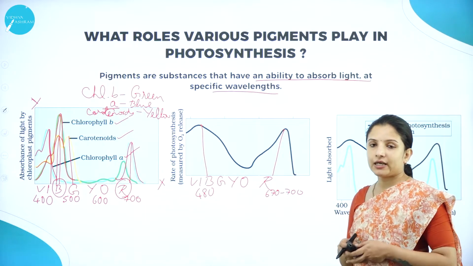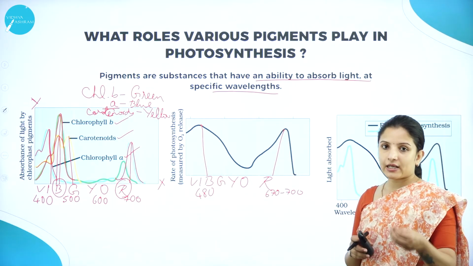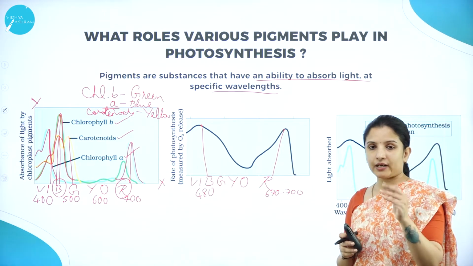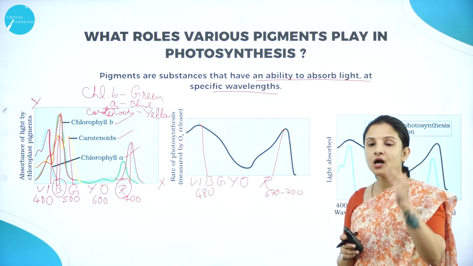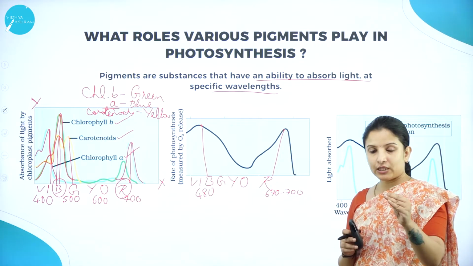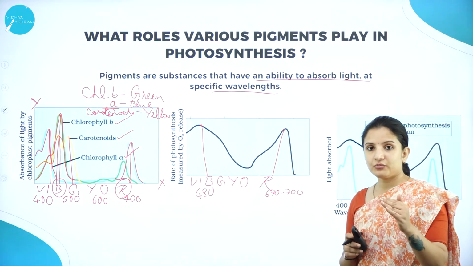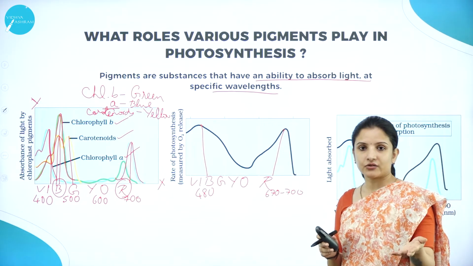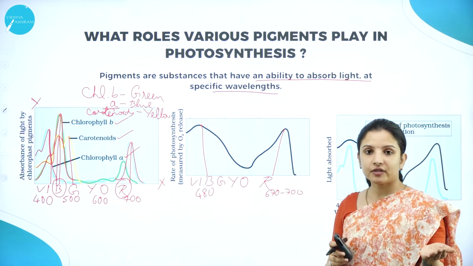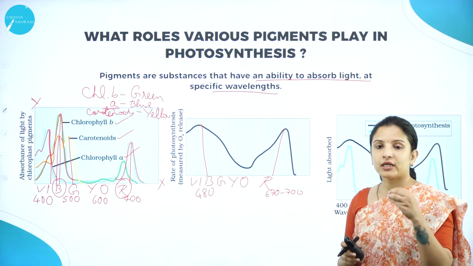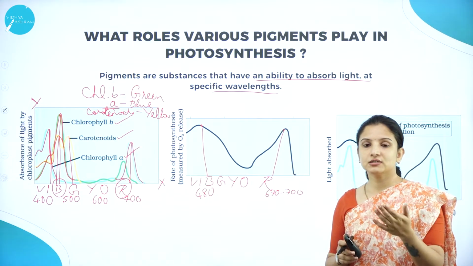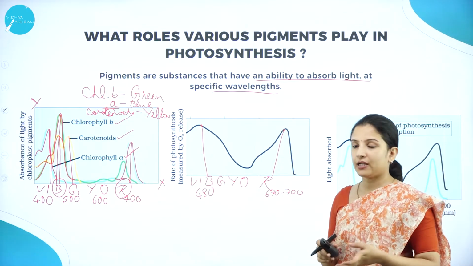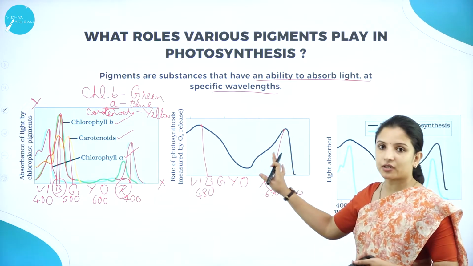So it means that whenever the sun rays are falling on the plant, the chlorophyll pigment, especially chlorophyll A, absorbs the blue light of 480 nanometer and the red light of somewhere between 600 to 700 nanometer, that is maybe 670 nanometer, therefore increasing the rate of photosynthesis, therefore increasing the release of oxygen by the plant. So that is understood by this particular graph.